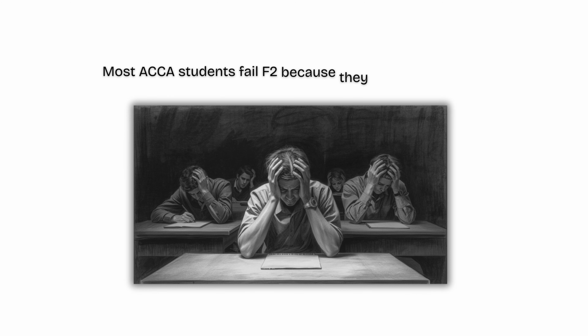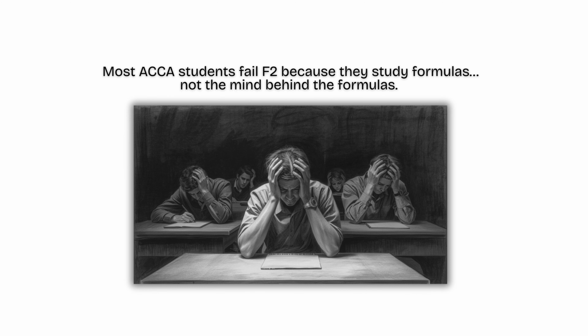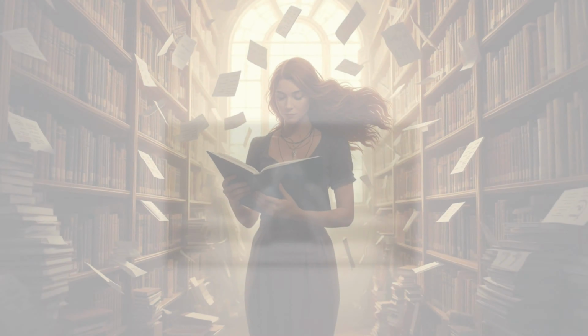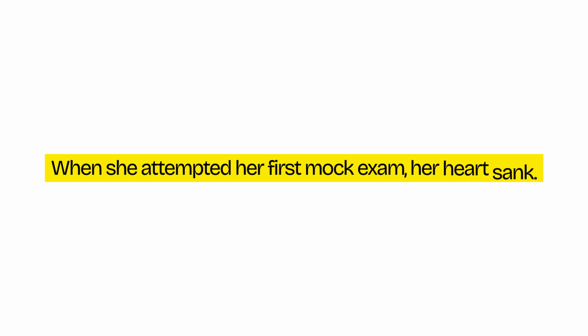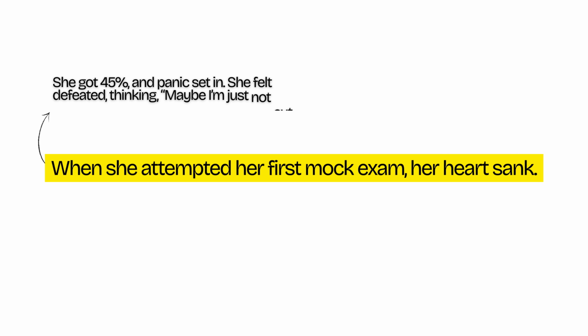Most ACCA students fail F2 because they study formulas, not the mind behind the formulas. Imagine Sarah, a student from London, who memorized every single cost formula she could find. She spent nights writing fixed cost equals constant, variable cost equals per unit, repeating it over and over like a robot. When she attempted her first mock exam, her heart sank.